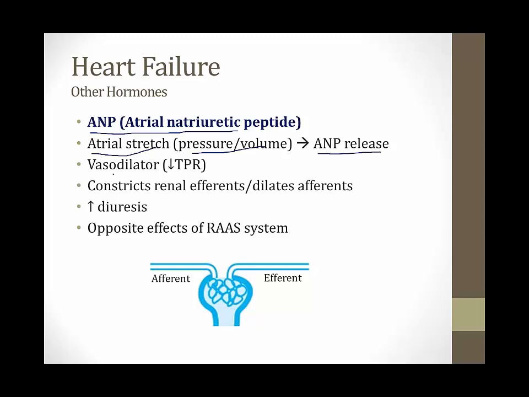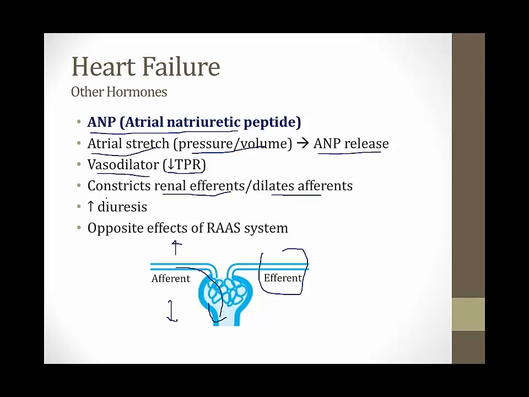For example, ANP is a vasodilator. It lowers the TPR. This counters the effects of angiotensin II, which is a vasoconstrictor. ANP can constrict the renal efferent arteries and dilate the afferents. If you look down at the bottom of the screen here, if we constrict these efferents and we dilate these afferents, that will lead to more blood going through the glomerulus and into the nephron.